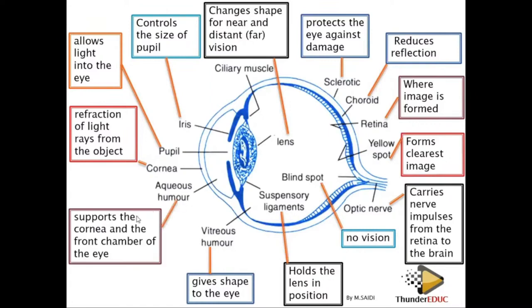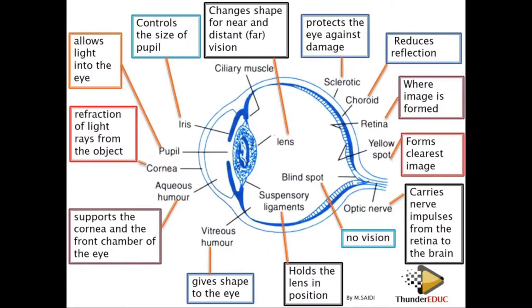Then lastly, we have what is called the aqueous humor. Aqueous humor is found in front. It's very important in supporting the cornea and also the front chamber of the eye, because it's also fluid-like. So it helps everything stay in shape or in position. And also it balances: if there is pressure on this side, then this pressure should be balanced by the fluid on this side. So basically, those are some of the functions of the parts of the eye.